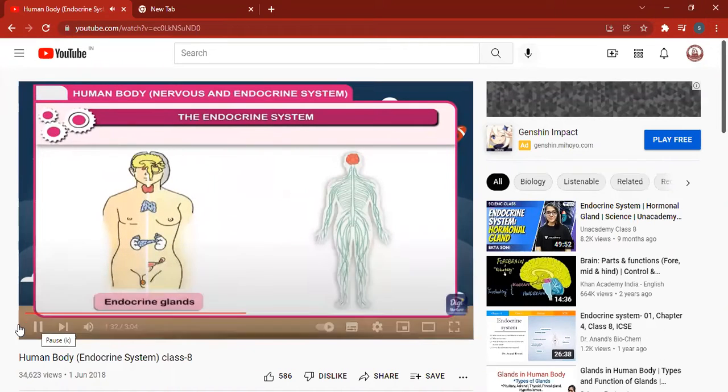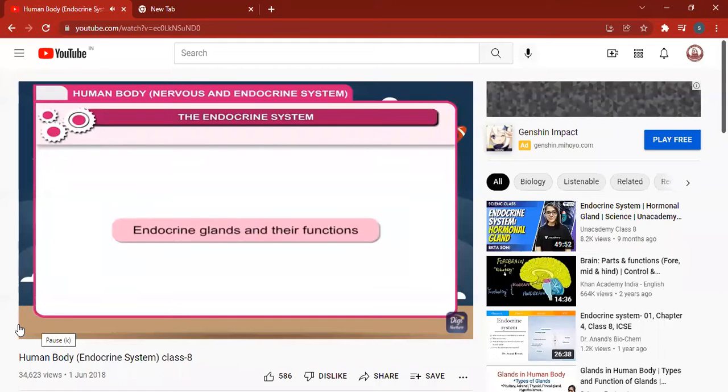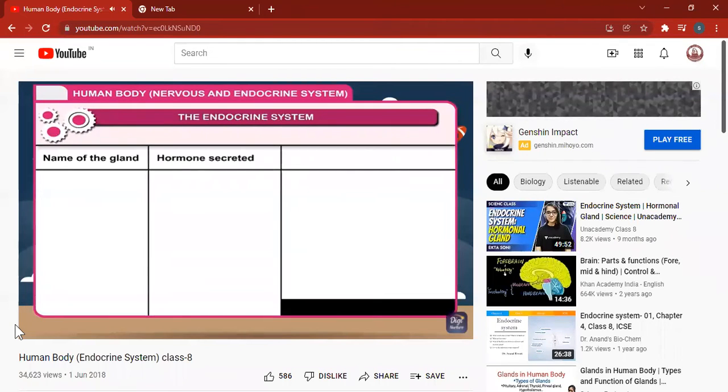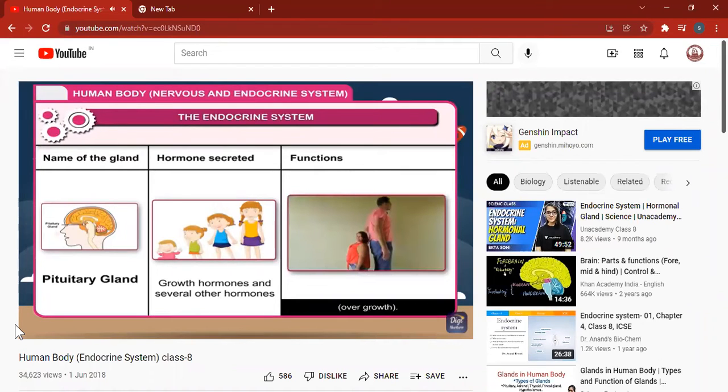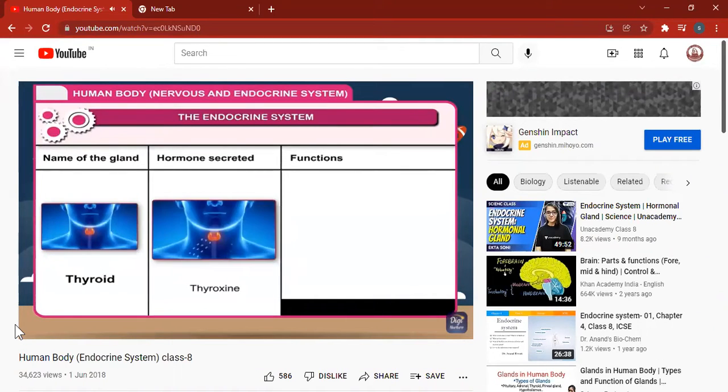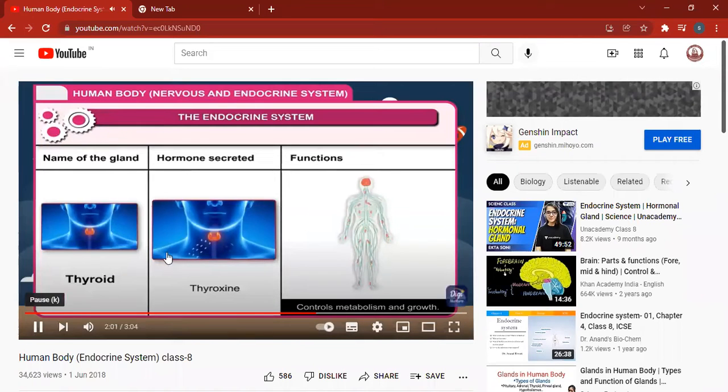The hormones secreted by the glands and their functions are mentioned in the table of endocrine glands and their functions. Now they are showing the table. Pituitary gland: growth hormones and several other hormones, controls the activities of other glands. Deficiency causes dwarfism. More secretion causes gigantism, overgrowth. Thyroid, thyroxine: देखो thyroid, ठीक है, in the neck region, and controls metabolism and growth.